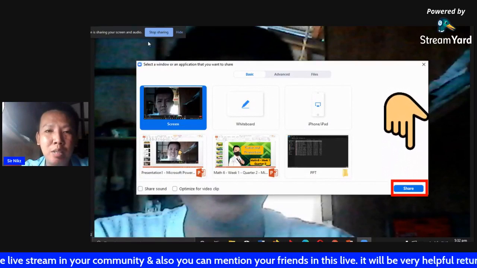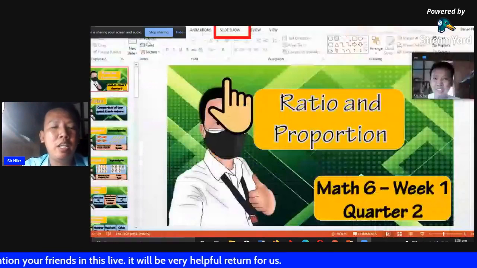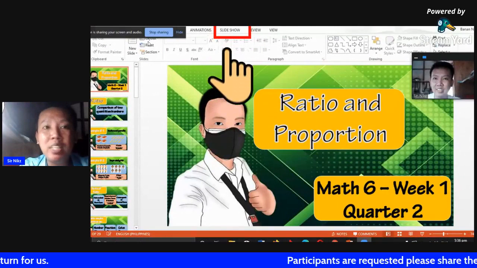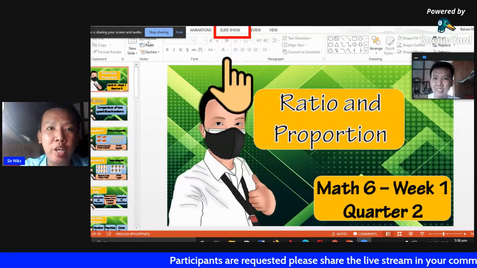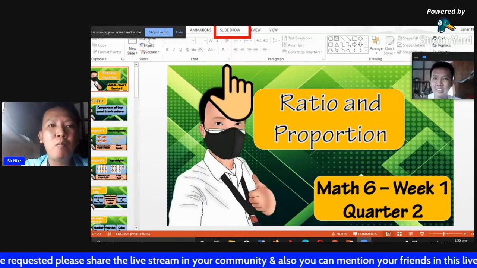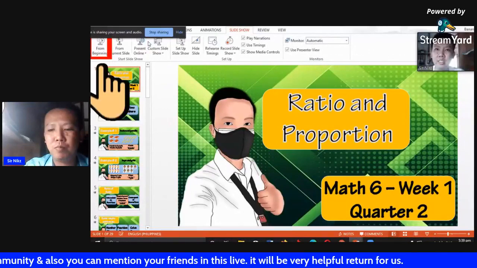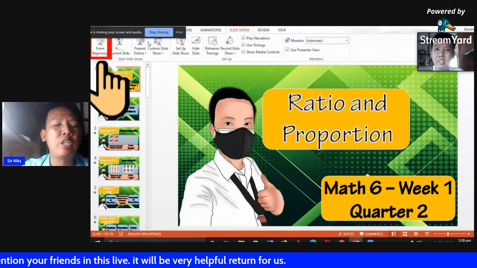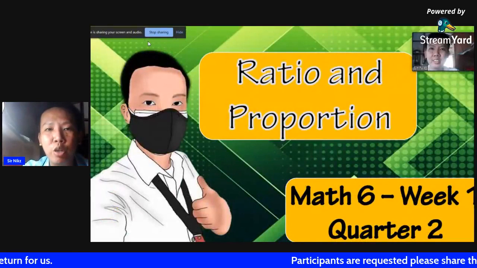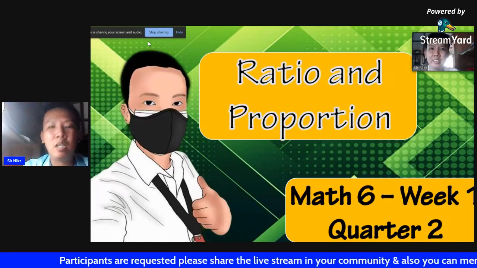Okay, so I think you are all done with these steps. Then after clicking share, you may now click slideshow. You are going to click slideshow so that you can now start with your video recording. After clicking slideshow, click from beginning so that the presentation will start from the start of your lesson. Just like this, ratio and proportion. After clicking from beginning, this will appear now on your screen, or whatever presentation you share in your computer.